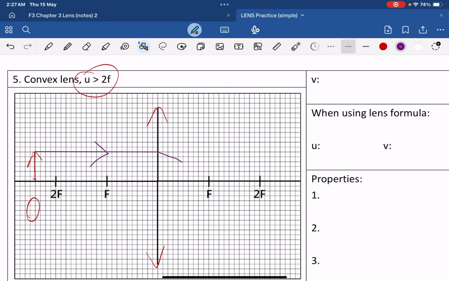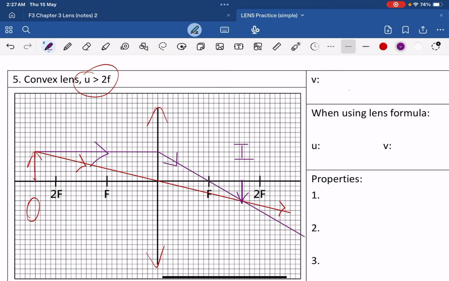And then the light ray would pass through the focus. Okay? And then we draw another light ray passing through the center of the lens. So the intersection point is located here, and this is the image.